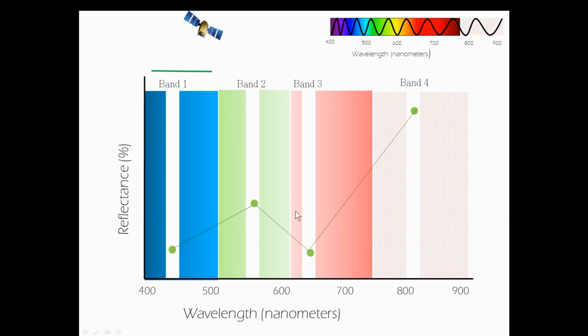So we left off talking about spectral signatures and spectral resolution. Just to recap quickly, this is an example of a spectral signature for, in this case, grass. And there are 4 spectral bands here. Bands 1 through 3 are in the visible light spectrum, and then band 4 is in the near infrared.